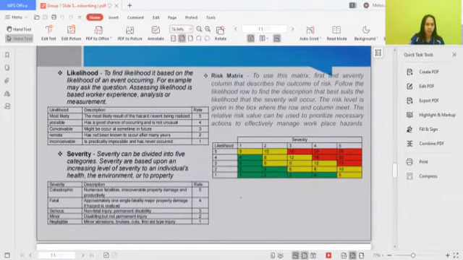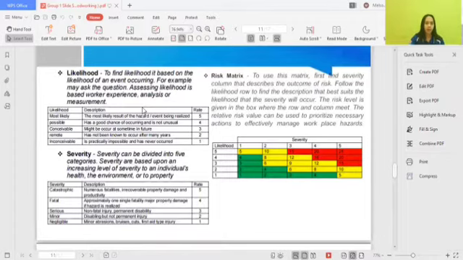And the first one is likelihood. Likelihood is based on the likelihood of an event occurring. For example, you may ask the question; the likelihood is based on worker experience, analysis, or measurement. And these are the levels of likelihood. The first one is inconsiderable. It is practically impossible and has never occurred.